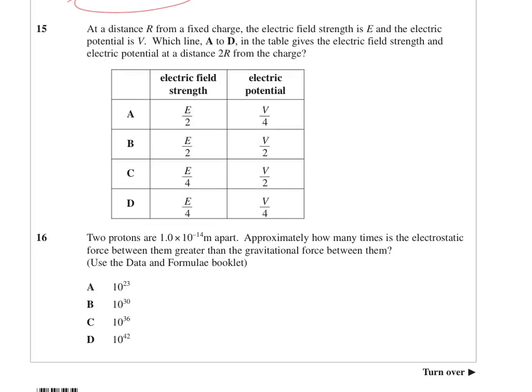At a distance r from a fixed charge, the electric field strength is E, and the potential is V. Which line A to D in the table gives the electric field strength and electric potential at a distance 2r from the charge? So, if you double the distance, you will halve the potential. So it was V, so you'd end up with V over 2. So that's going to eliminate that one. And then if you double the distance, you should quarter the electric field strength. So that's going to give you option number C.